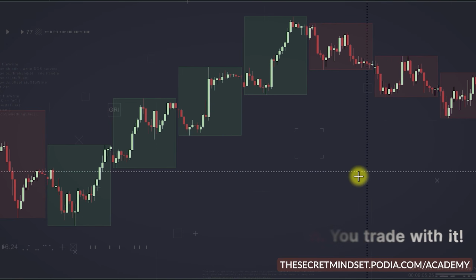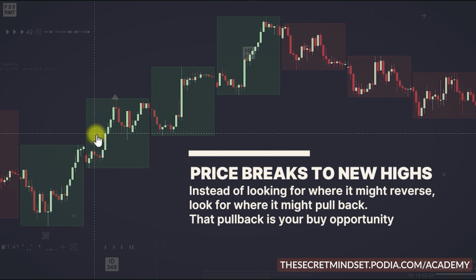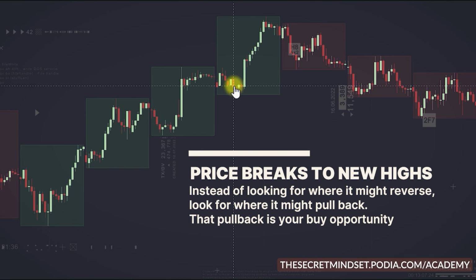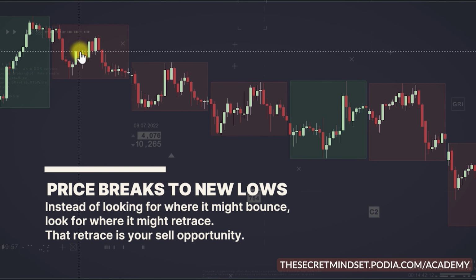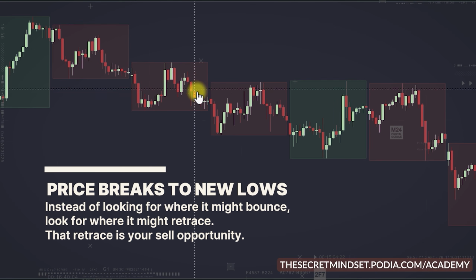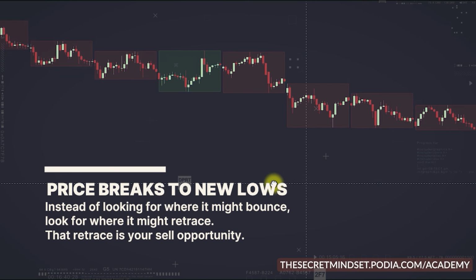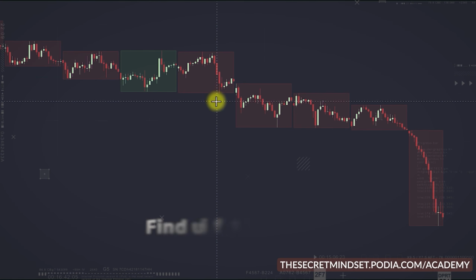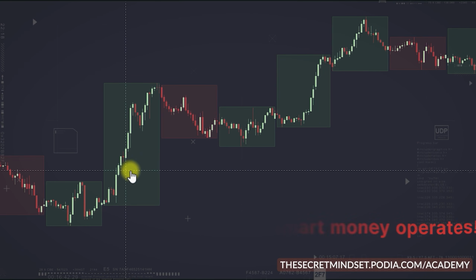Here's what this looks like in practice. Price breaks to new highs. Instead of looking for where it might reverse, look for where it might pull back. That pullback is your buy opportunity. Price breaks to new lows. Instead of looking for where it might bounce, look for where it might retrace. That retrace is your sell opportunity. You're trading the direction of the most recent momentum, not against it. This keeps you on the right side of the market, the side where smart money operates.